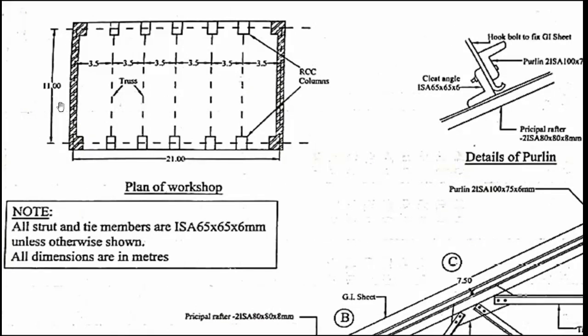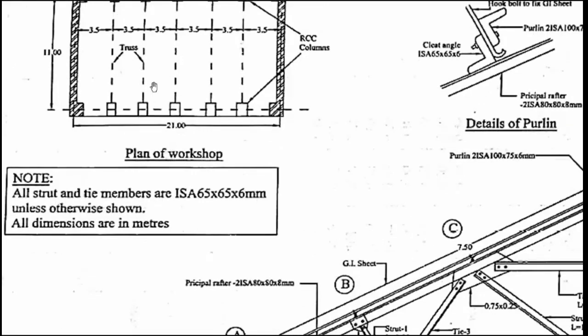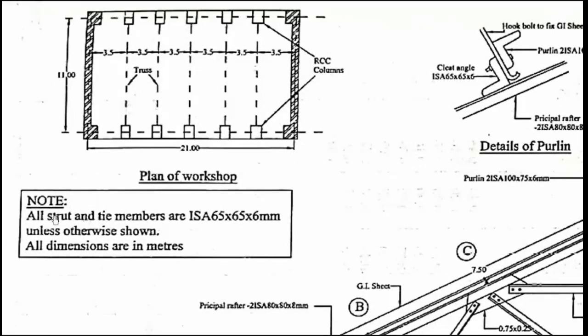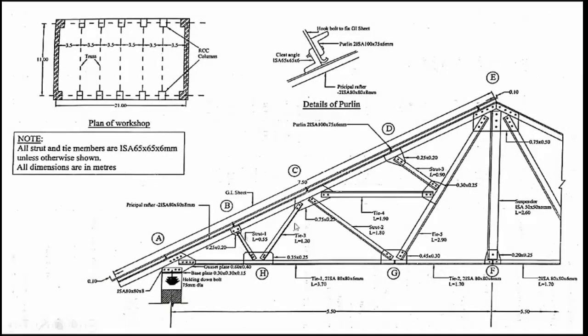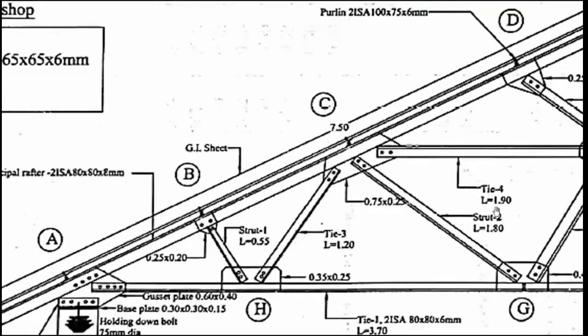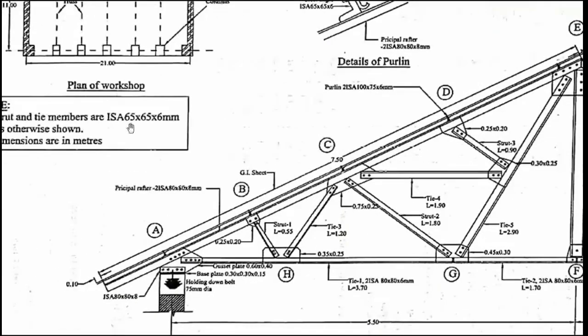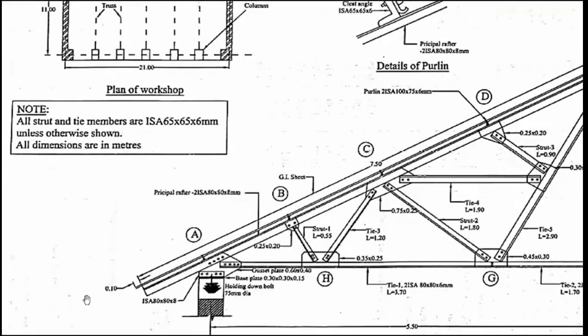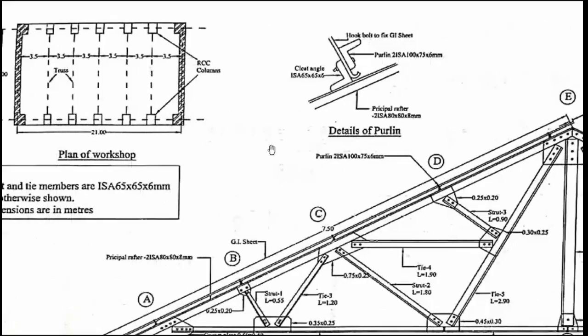So next, in this they have given one note, that all these strut and tie members are of size 65 by 65 by 6 mm unless otherwise shown. In the figure, for a few members they have shown the sizes, and for a few members only they have written, like here you can see 1, 2, 3. So unless otherwise specified, the sizes of the members are 65 by 65 by 6, and all the other dimensions are in meters.